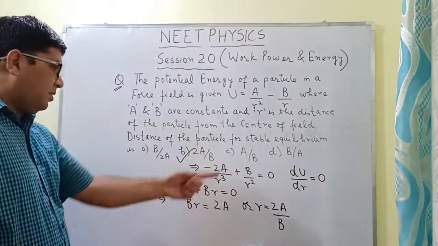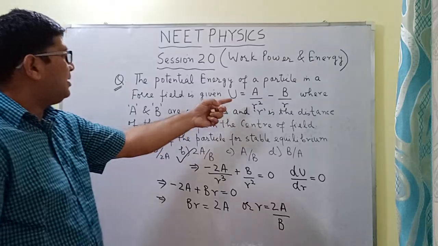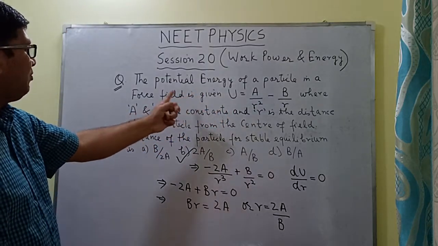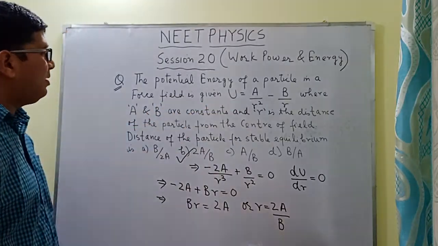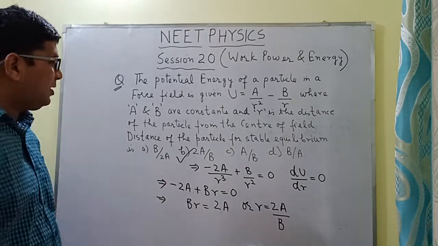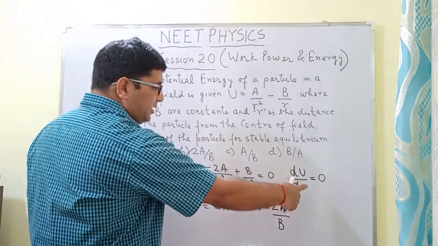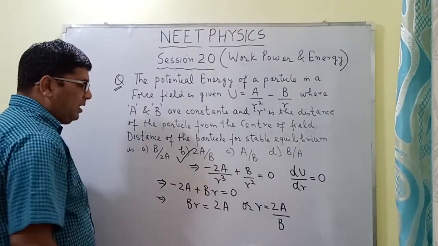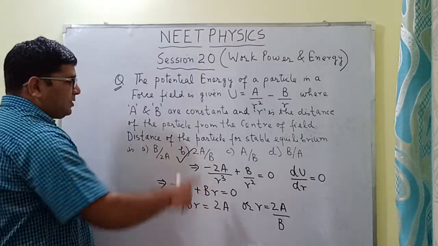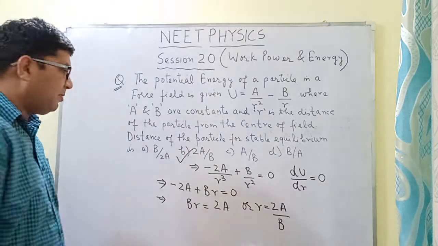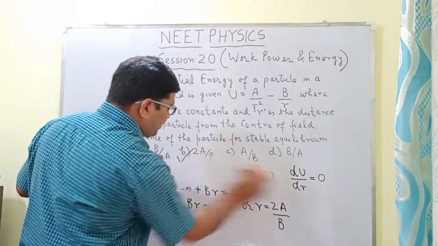ठीक है. So इसको हमने जो ये इक्वेशन दिया हुआ था, that is the potential energy of a particle is given by U is equal to A divided by r² minus B upon r, इसको मैंने I have just differentiated U with respect to r and then I have equated it to 0. So उससे हमारा ये r की वैल्यू आ गई, and this r is the distance of the particle for stable equilibrium, ठीक है. So now let's move on to the second question.